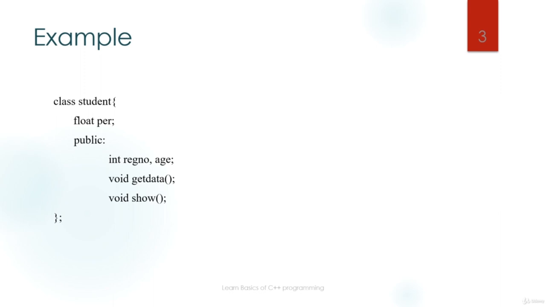Let us see an example of how to declare the class. Here is an example: the class keyword followed by the class name student. This will now become a type identifier that can be used to declare an instance of the class. The class contains two data members and the member functions. Remember that data members are private by default, while the member functions are public by default. The function getData is used to assign the values to the member variables, and the function show is used to display the values. And then we terminate the class with this semicolon.